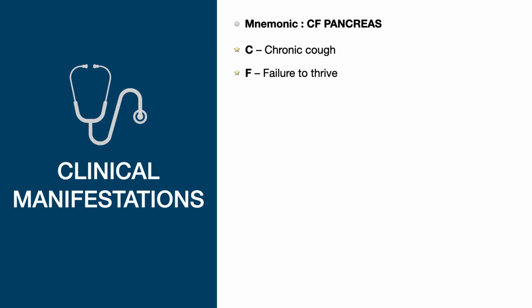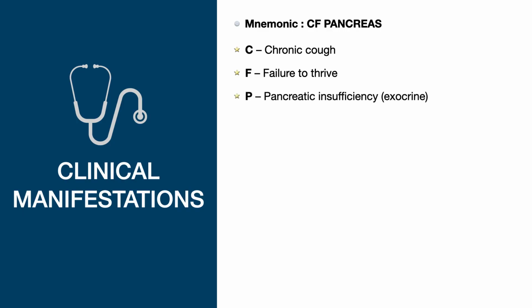Clinical manifestations of cystic fibrosis can be easily remembered with the mnemonic CF pancreas. C for chronic cough. Thick secretions result in recurring bouts of bronchitis and pneumonia. Bacterial infection, for example, Pseudomonas aeruginosa and Staphylococcus aureus. F for failure to thrive. Due to the lack of digestive enzymes, the body is deprived of macro and micronutrients that are absorbed with food. Malabsorption in turn leads to failure to thrive, despite the increased energy demand.